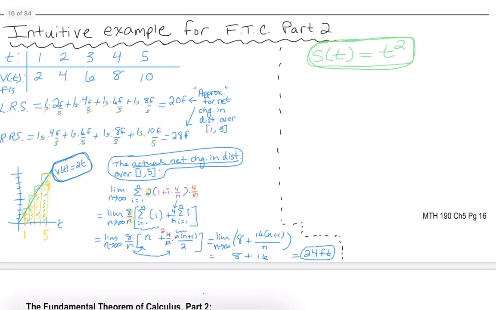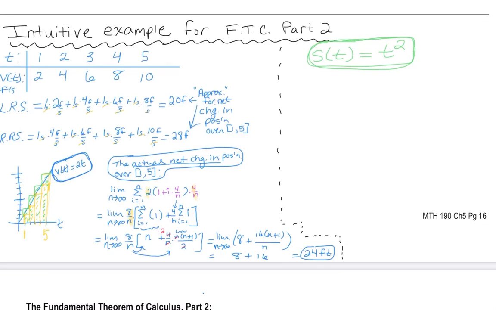Actually, I kind of like the phrase position. Change in distance sounds kind of awkward to me all of a sudden here. So let's call this the change in position. All right, so we're looking at the fact that we can use, oops, I did not mean for that to erase all that. So approximation for the net change in the position over that interval.